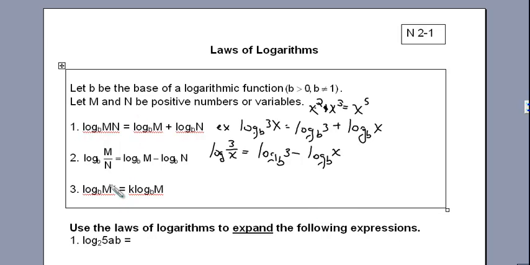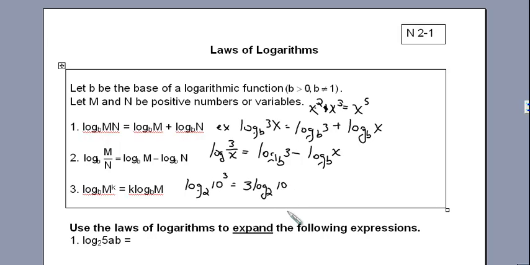When we raised a power to a power, we multiplied our exponents. So when you have the log of a number raised to a power, you can bring that exponent in front and multiply it by the logarithm of the number. So, for example, instead of log base b, I'll say log base 2. It really could be any number. Log base 2 of 10 to the third power. You would bring the exponent in front. That's the same as 3 times log base 2 of 10.